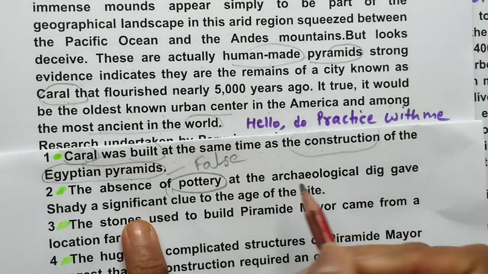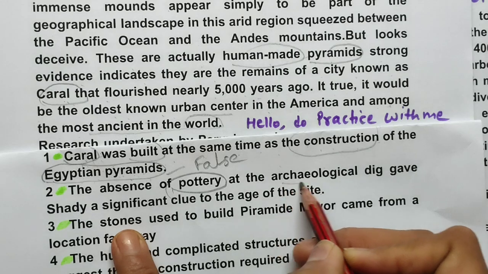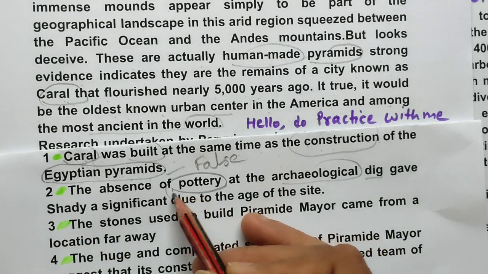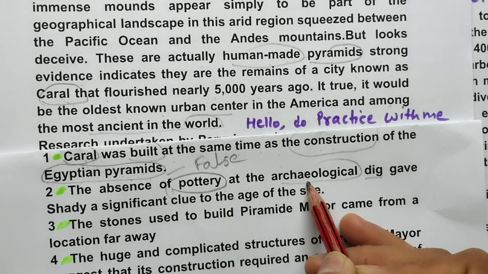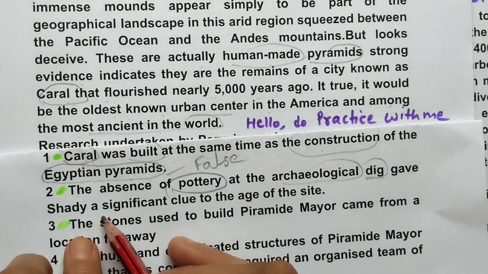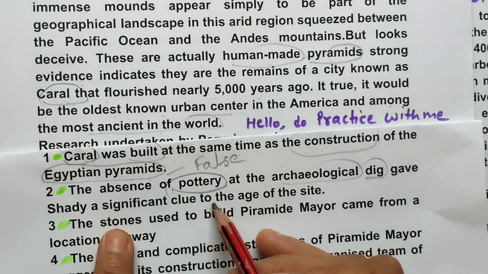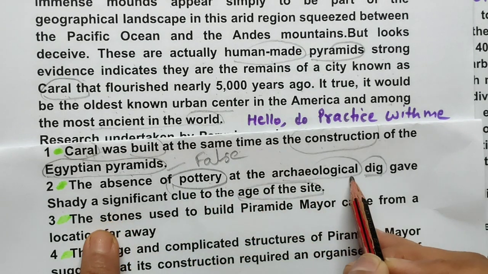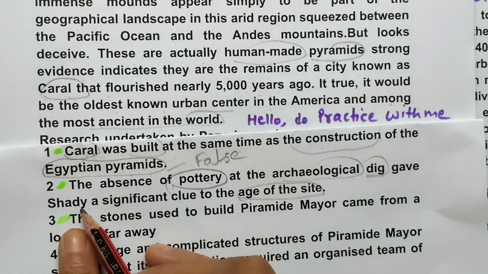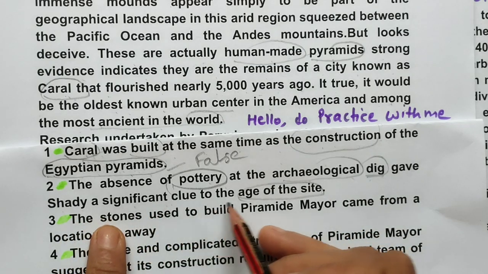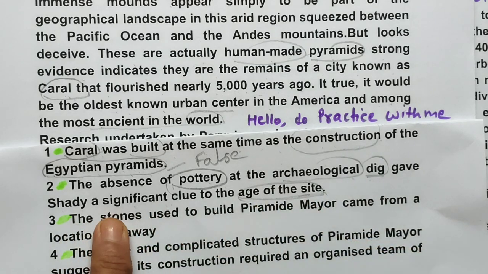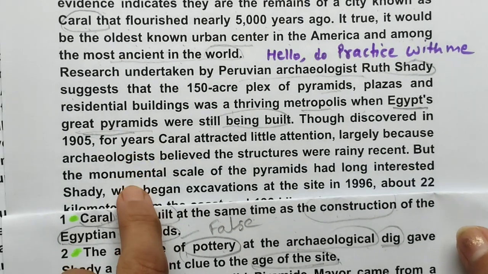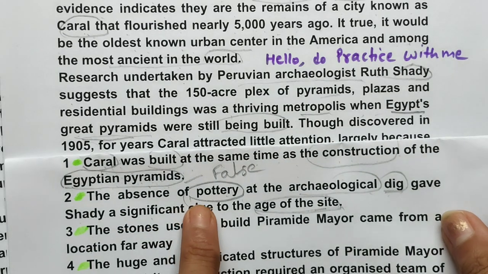Okay, second: the absence of pottery at the archaeological dig gave Shady a significant clue to the age of the site. First we find absence of pottery, archaeological dig. It means that when they did not find any pottery at this digging site, this gave a significant, important clue for the age of the site. Try to understand the question statement, then definitely you will get correct answers. So we are looking for pottery.